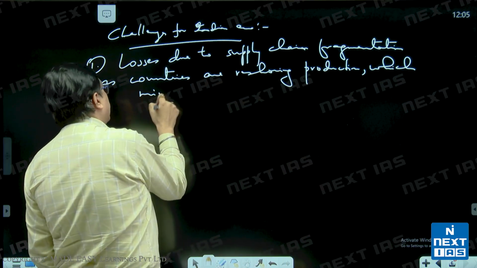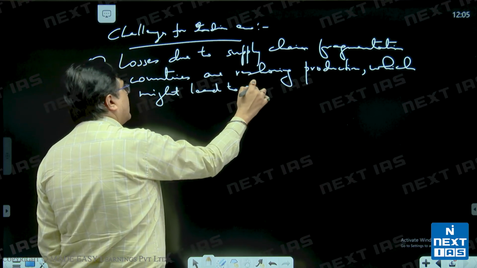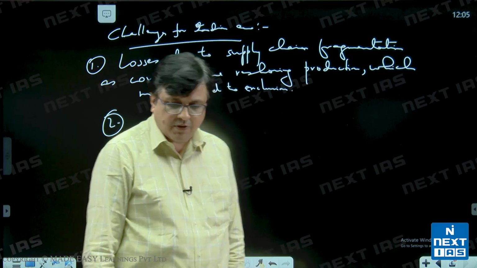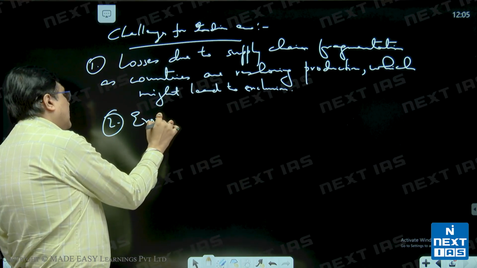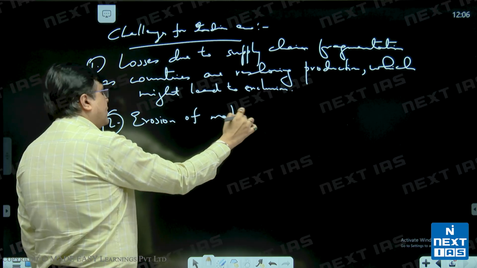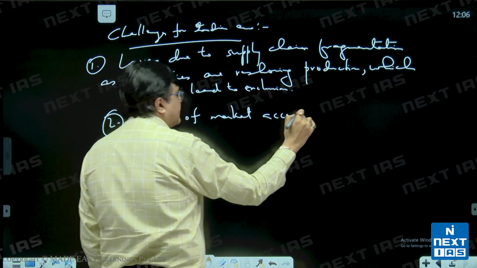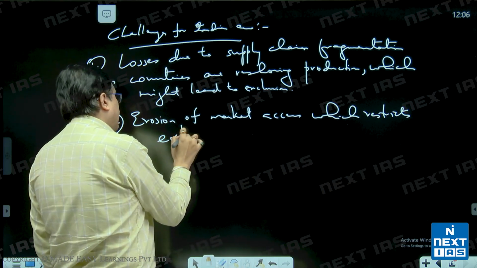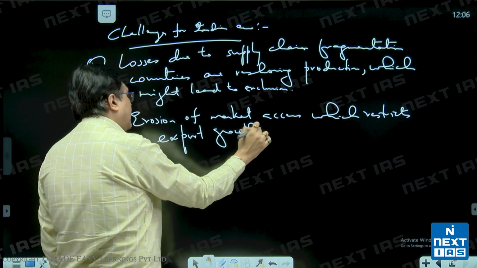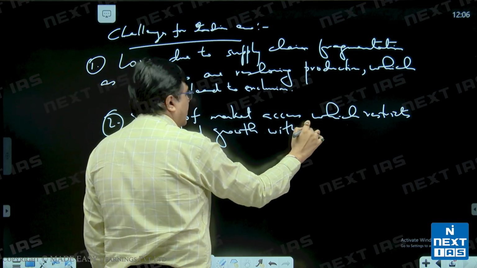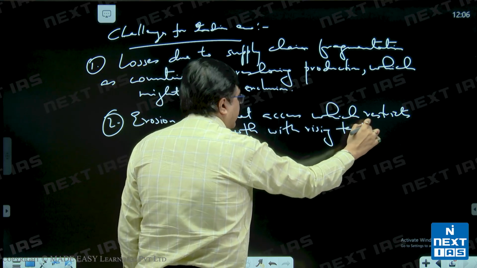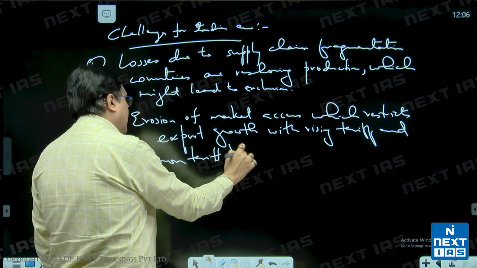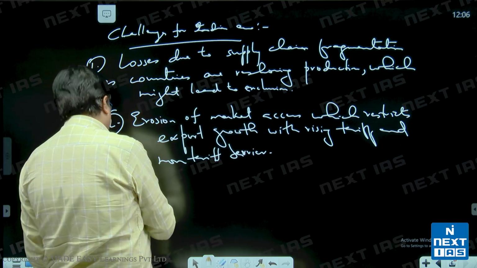So this is losses due to supply chain fragmentation and continuous reshoring production, which might lead to exclusion. The second challenge we face, erosion of market access, which restricts export growth with rising tariff and non-tariff barrier.